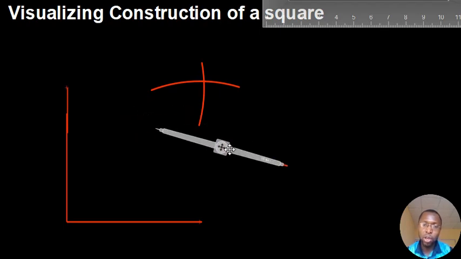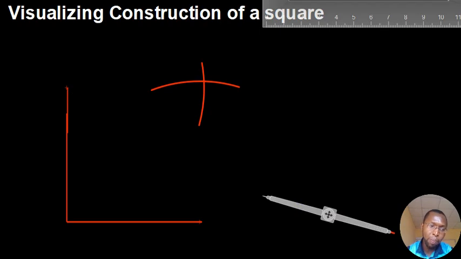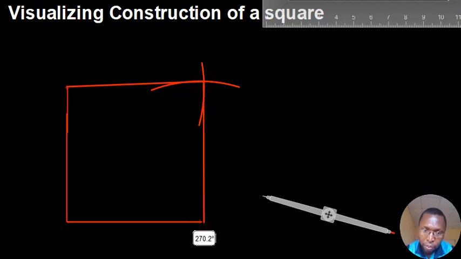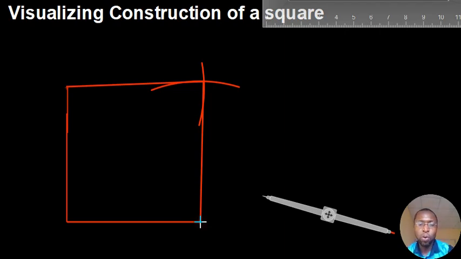All I need to do is take away my compass, get my pencil, and join this point with this edge here. That will give me my third line. And again, I join the same point with the other point here. And this is how to construct a square using your compass, your ruler, and your set square.